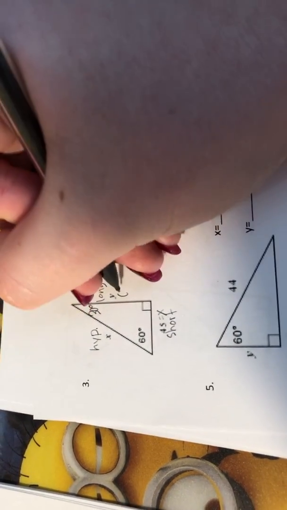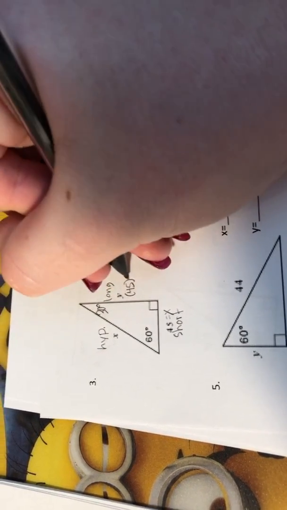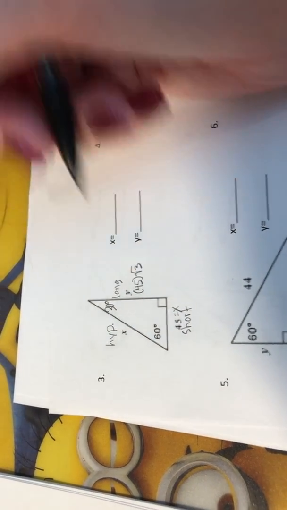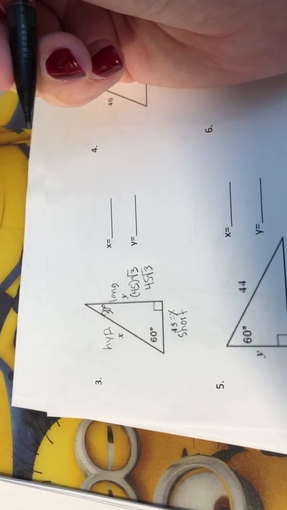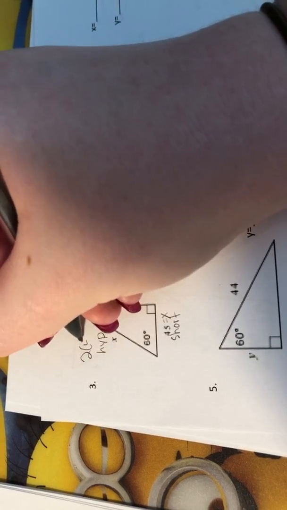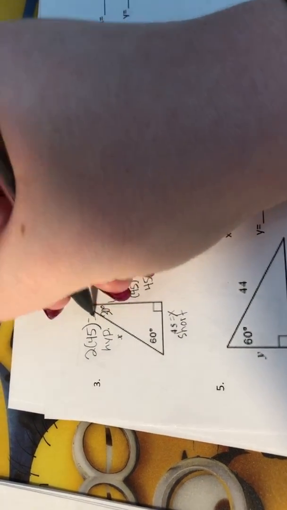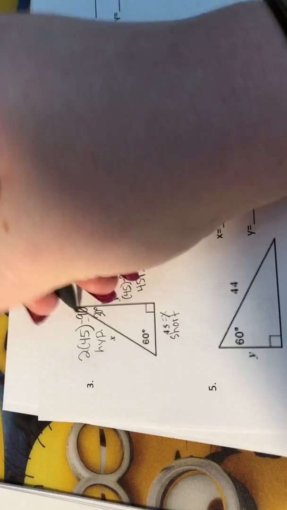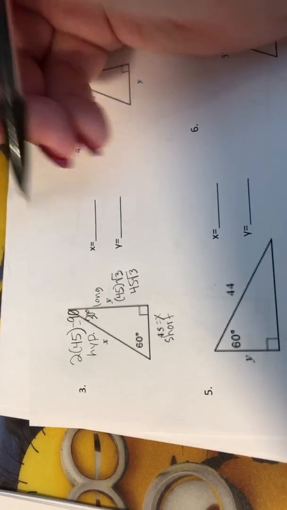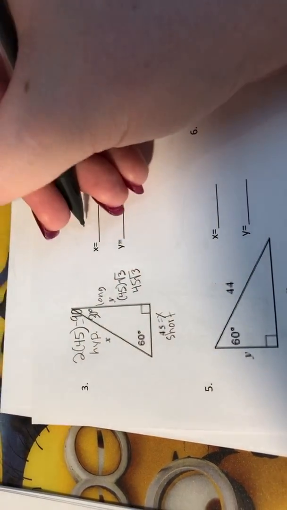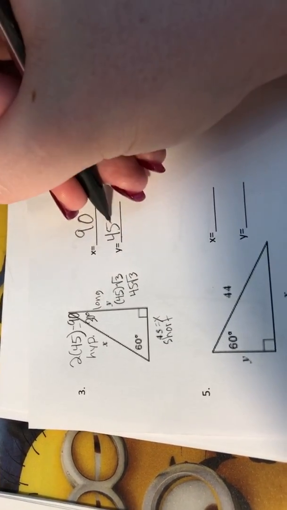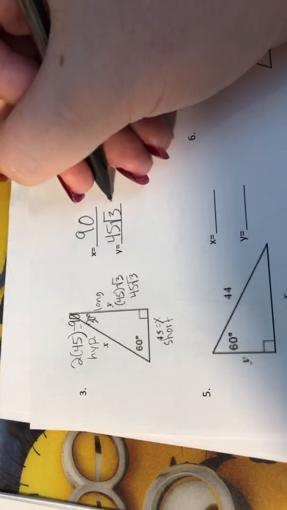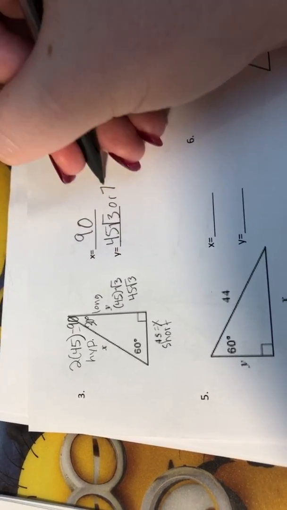Our long side is short side times the square root of 3, which is just 45 times the square root of 3. And then our hypotenuse is 2 times our short side, which is 90. So our x is 90. Our y is either 45 times the square root of 3, or if you put it in your calculator, it was 77.9.